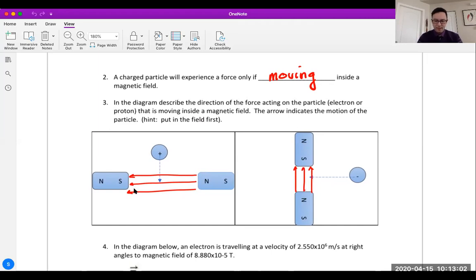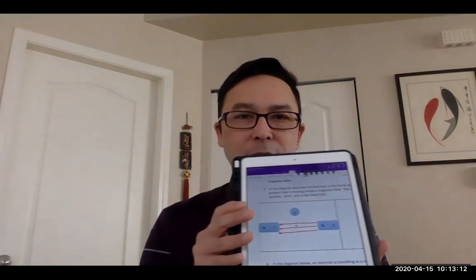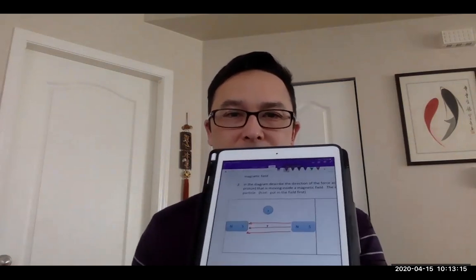Okay. Now I'm going to switch over to this and hold up my screen here. So field lines run this way, right? My fingers have to go this way. Oh, it's hard to do.